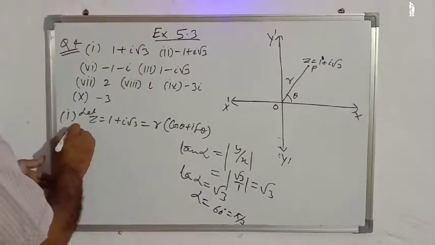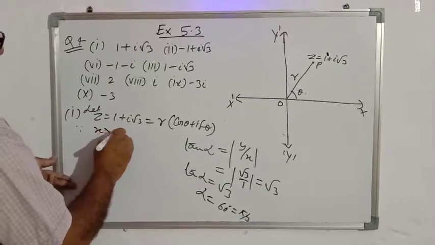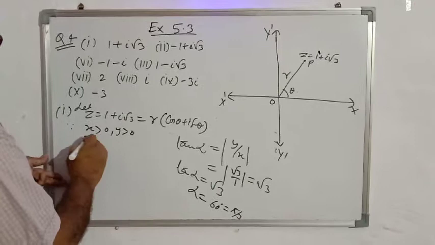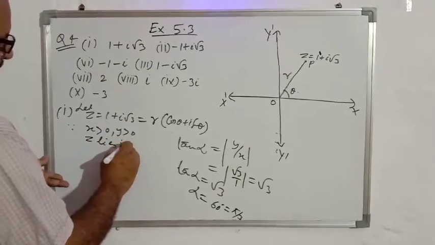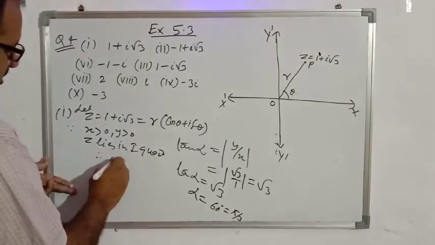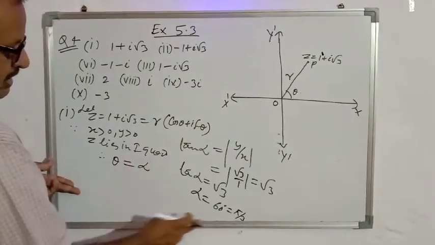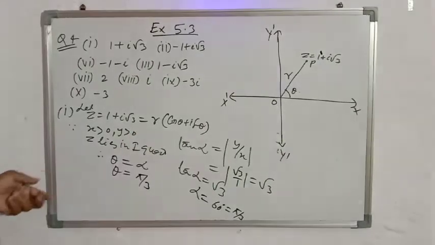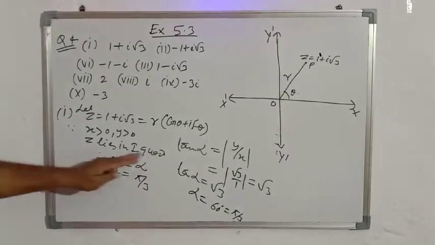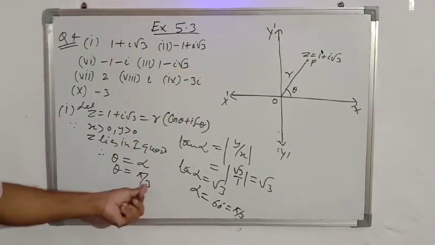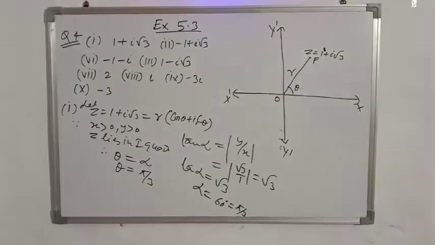Since x is greater than 0 and y is greater than 0, both greater than 0, z lies in the first quadrant. So therefore theta will be equal to alpha, and alpha is pi by 3. So theta will also be pi by 3. Z lies in the first quadrant. I have told you, if z lies in the first quadrant, theta and alpha both will be equal. So theta is equal to pi by 3.